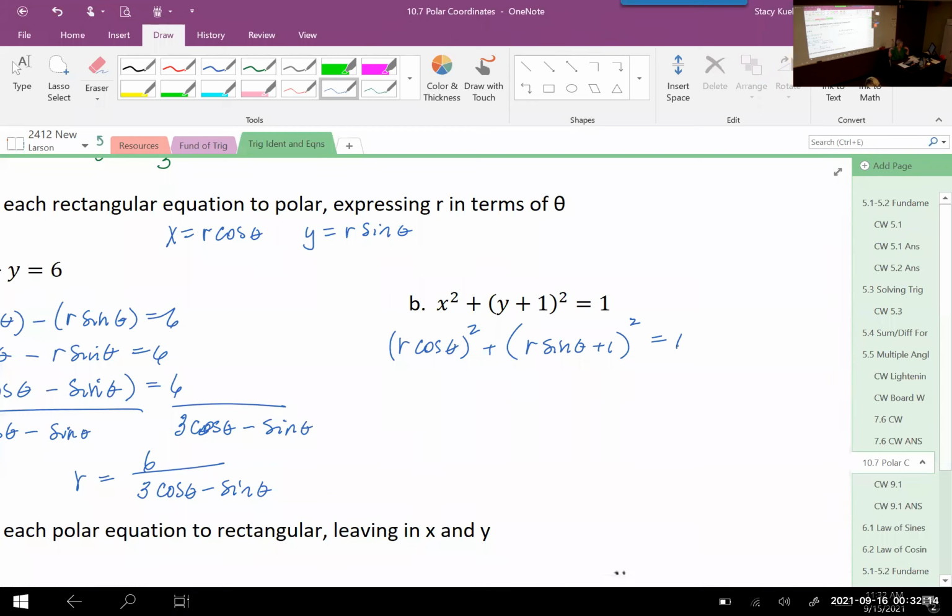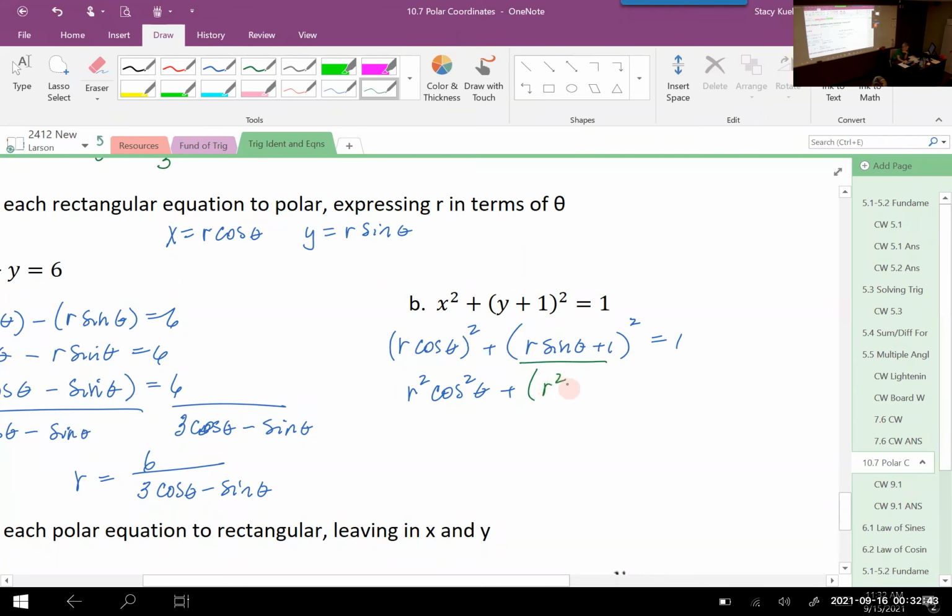So we have some expansion to do right here. We've got to take this first term, and I'm going to end up with r squared cosine squared theta plus, now here I'm going to expand that binomial, right? Square the first, double the product, square the last. You see how often we use this concept? That's why it's helpful to remember this one.